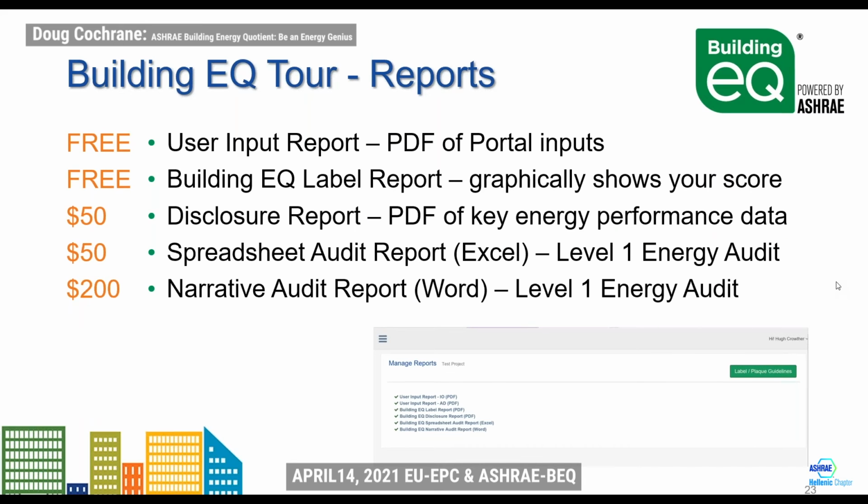So reports. This gives you a list of the reports, the user input report, the label report, which you've seen. The disclosure report is $50. The spreadsheet audit report is $50, and the narrative audit report, which is a Word document, is $200. We'll take a look at those now so you can see what we're talking about. Next slide, please.